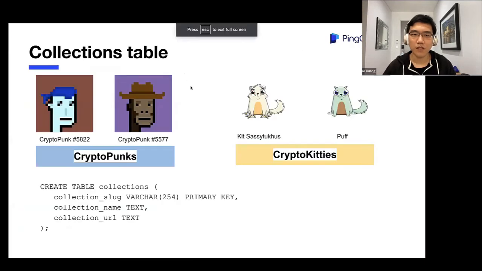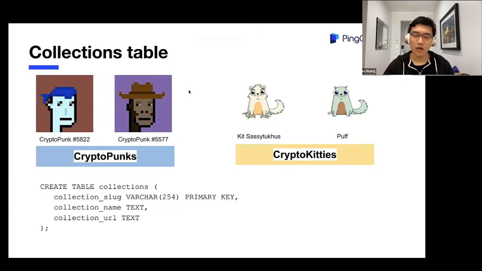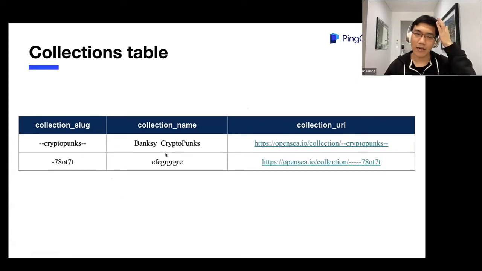Okay. The second table we have is the collections table. As you can see, these similar digital figures are actually from the same collection. The first collection is CryptoPunks, and we also have CryptoKitties. Within each collection, there's actually a huge number of assets, a huge number of NFTs. They all look similar to each other. For the collections table, we have the collection slug as the primary key, and then collection name and URL. I've also included here some sample records for the collections table.